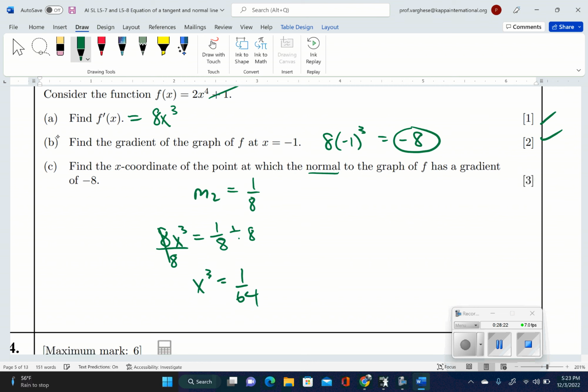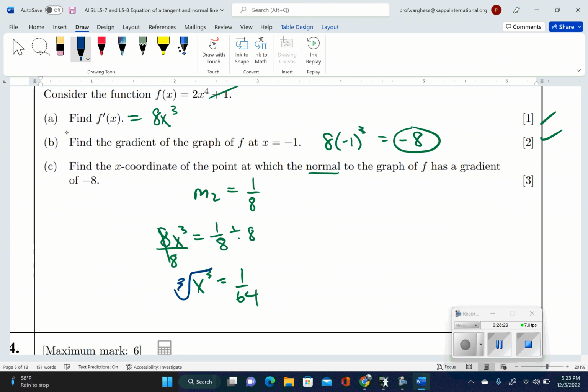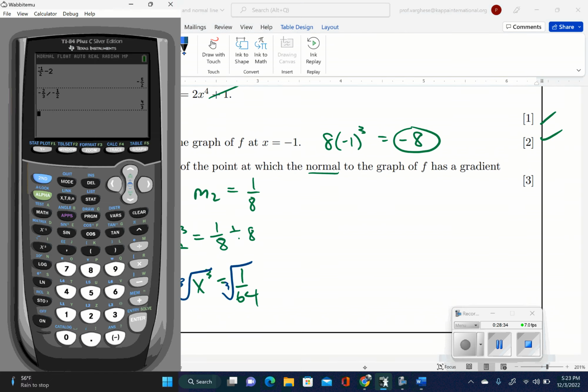The opposite of finding the cube power is finding the cube root. So we're going to find the cube root of this side as well. How do I do that in my calculator? I'm definitely going to show you this part. The cube root is under math, option number 4. Option number 5 is any root. Since I'm looking for the cube root, I can just hit that, and I can do 1/64. So alpha y equals 1 on top, 64 on the bottom.